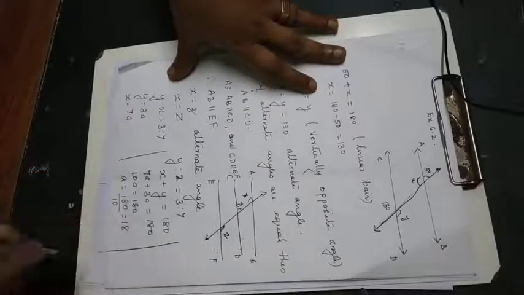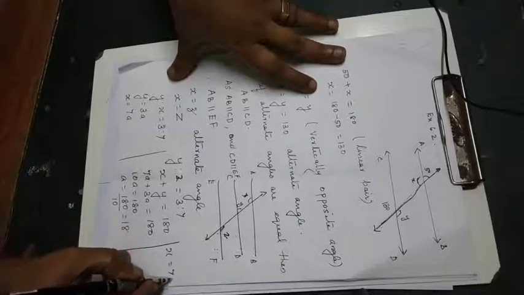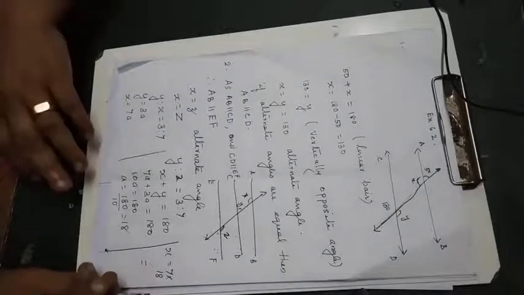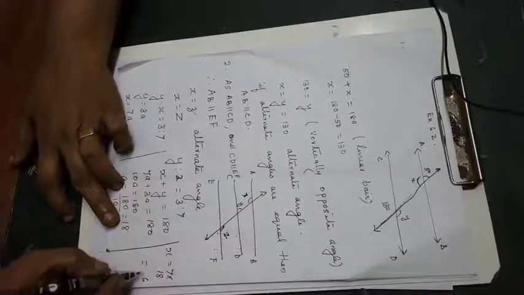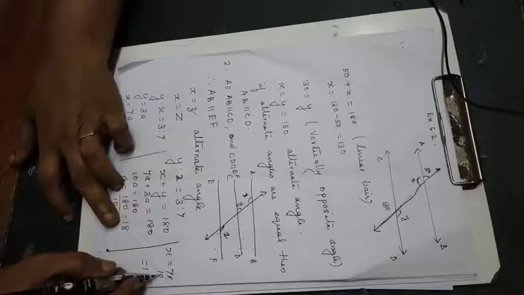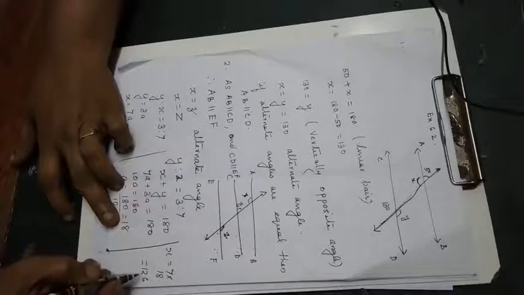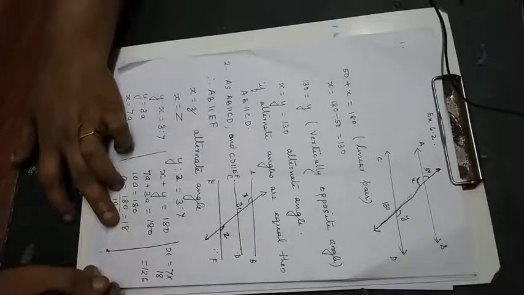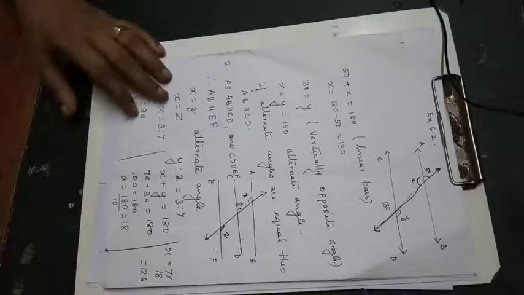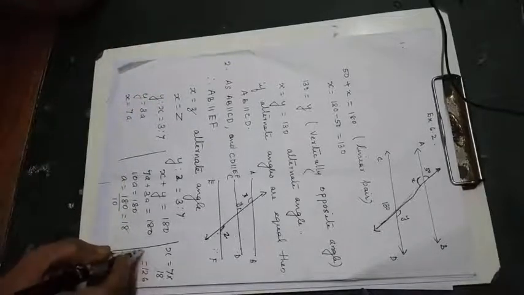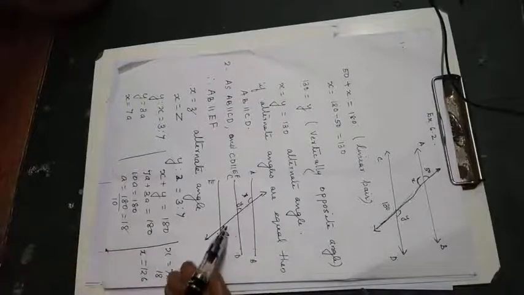18. So how will you find x? 7 into 18. So 126. The x value is 126. You are not asked to find out y and z, so forget about that one.